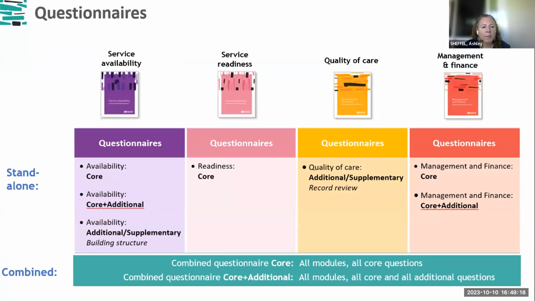So next, just a little bit about the questionnaires. The HHFA questionnaires are provided in a standalone format and then also in combined formats. So the standalone questionnaires are available for each module, meaning readiness, availability, quality of care, and management and finance. And then the combined questionnaire integrates the questions from availability, readiness, and management and finance modules into a single questionnaire to streamline data collection in the facility. And all of the questionnaires can be and should be adapted to the country context.